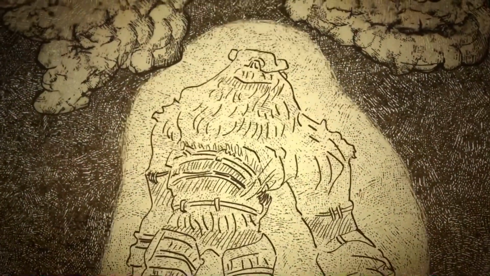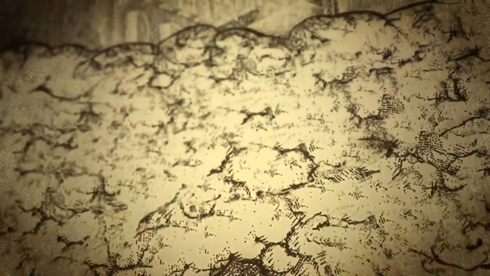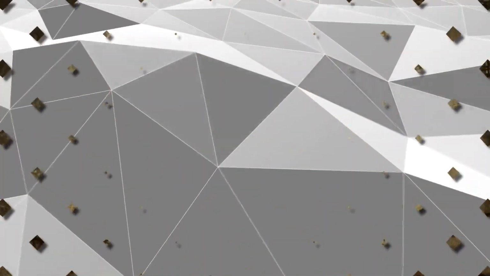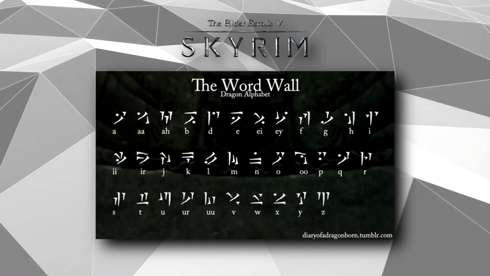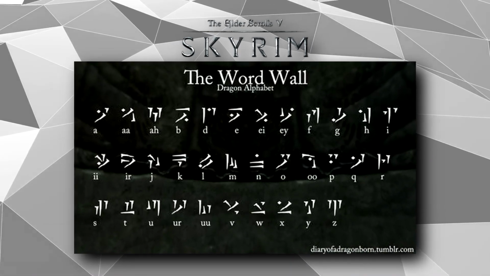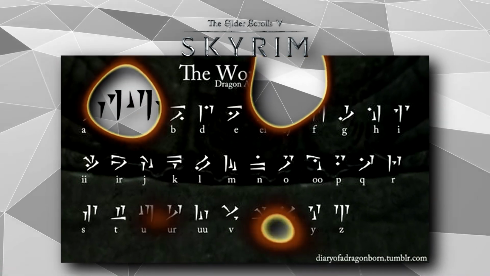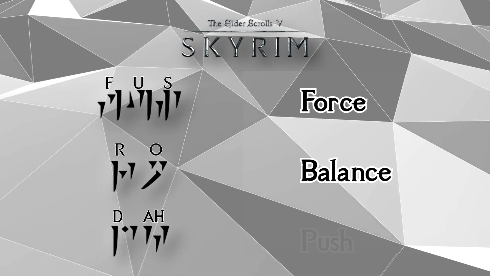The next level would be to add something more to that substitution or do it in a slightly more complicated way than simple letter by letter. We have, for example, the Dragon language in Skyrim, which, apart from a simple substitution, has some characters that represent syllables, and then their combinations are words with their own meaning. Fus Ro Dah, for example, means force, balance, push.